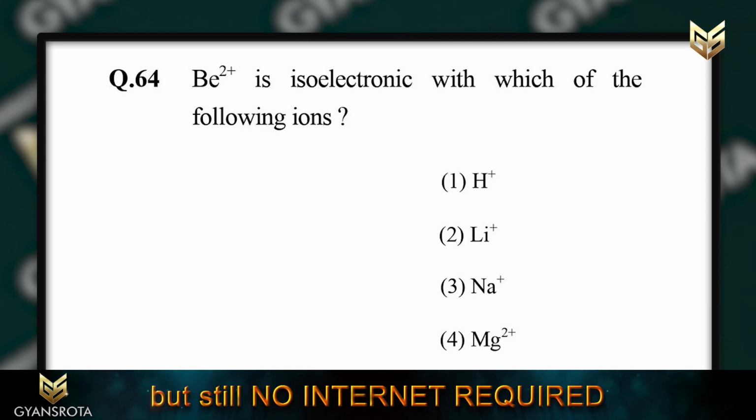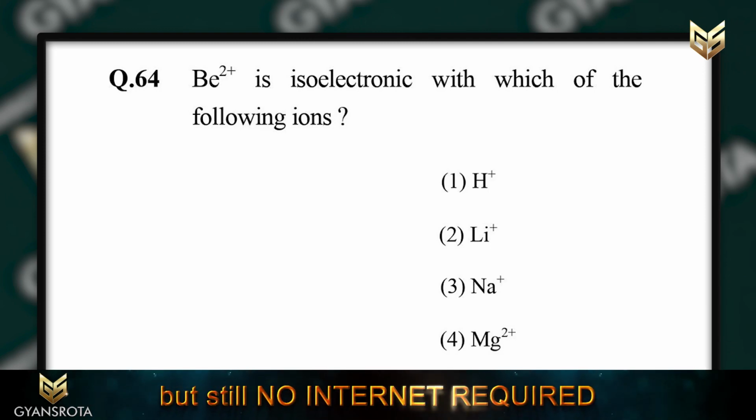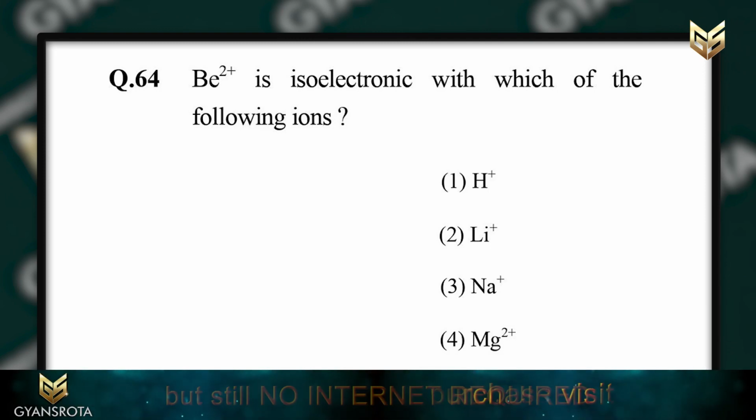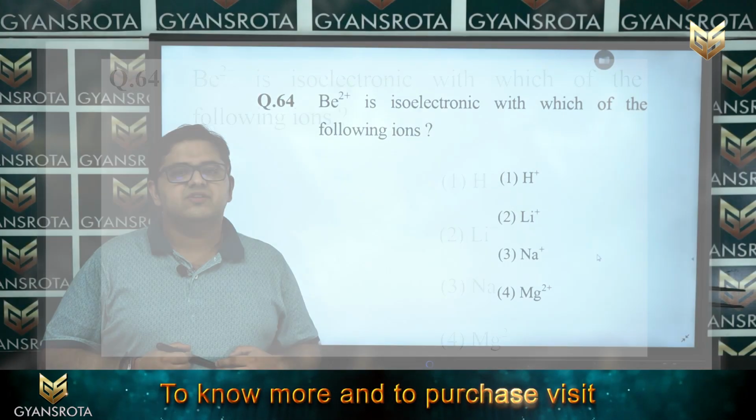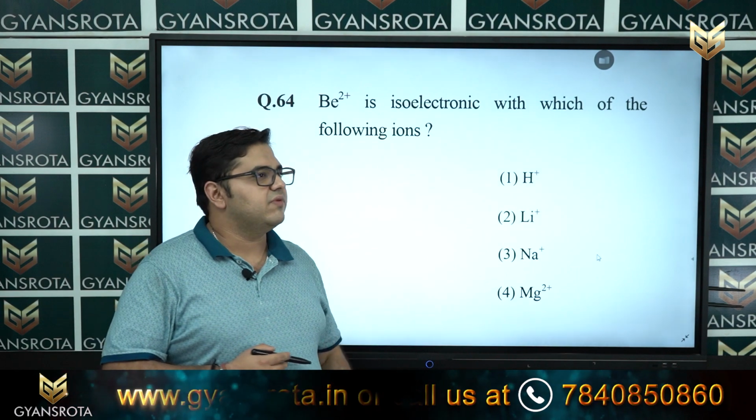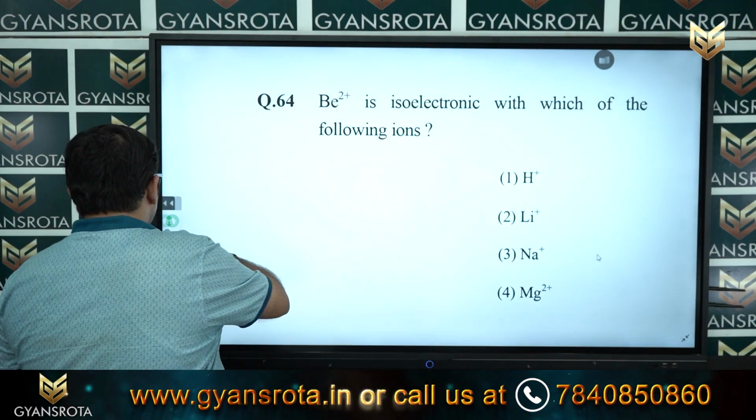Question number 64 is on your screen. Be2+, that is beryllium 2+, is isoelectronic with which of the following ions? So, now we are moving to the solution part. It is very easy.